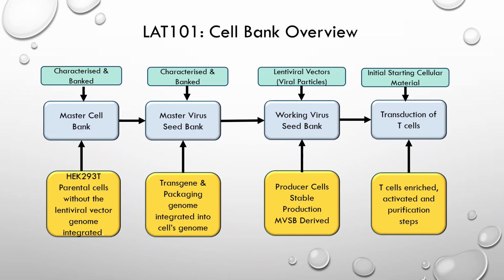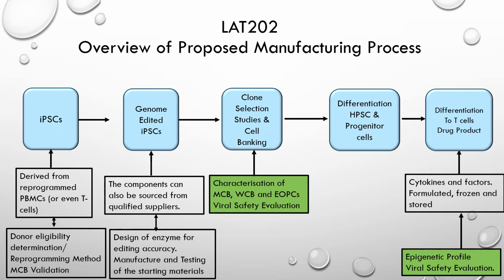So these working virus seed banks are manufactured from the producer cells, which are the expanded master virus seed banks. They are the viral particles, and they have to be fully characterized, and they are used to transduce the T cells. So the initial starting cellular material, which was derived from the patient in autologous manufacture, was enriched, activated, purified, and then transduced with these lentiviral vectors. So I just wanted to give that overview.